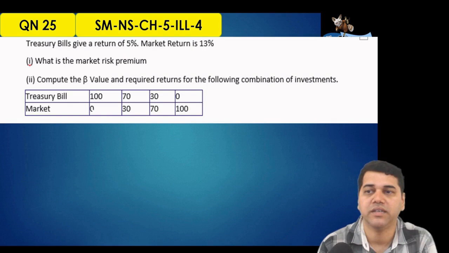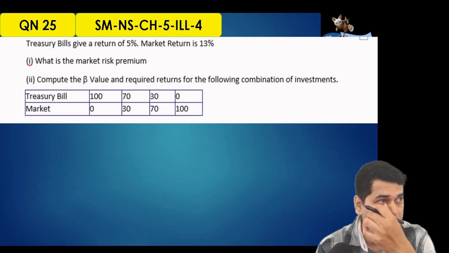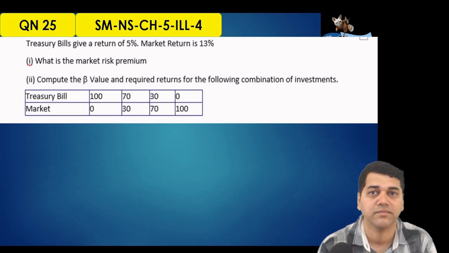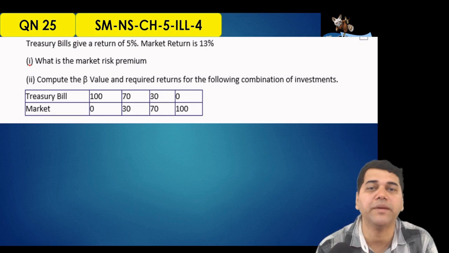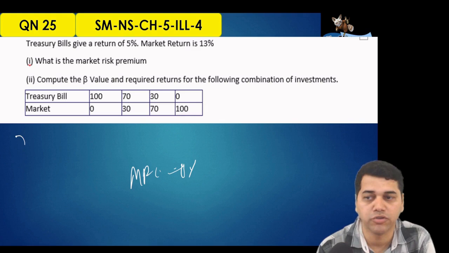Next, treasury bills give 5%. What is this? RF. And when you see the words market return in the question, you understand it is the single index model, because Markowitz modern portfolio theory didn't use the words market return. Market return means RM. RM means your CAPM. CAPM means the Sharpe index model. What is the market risk premium? Simple. 13 minus 5. MRP is 8%. Okay, right solution. MRP is equal to 13 minus 5.